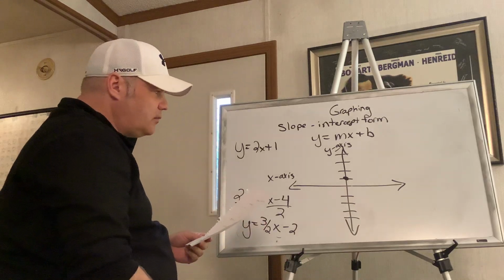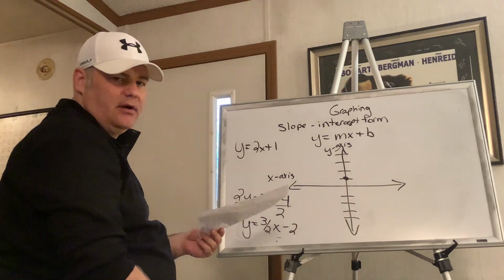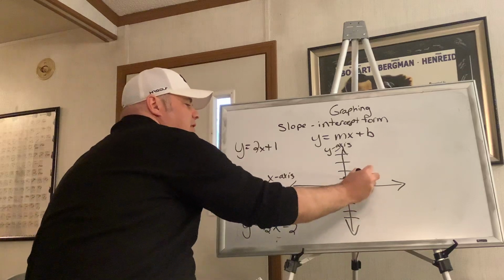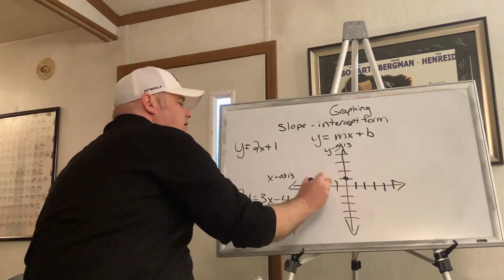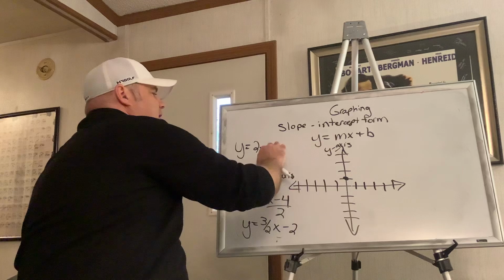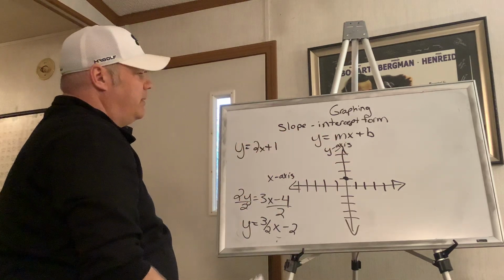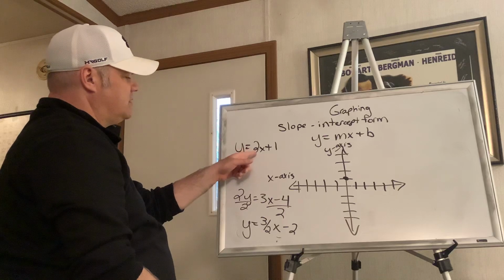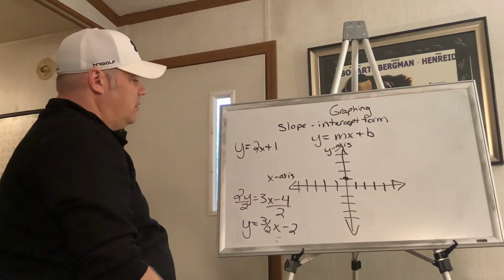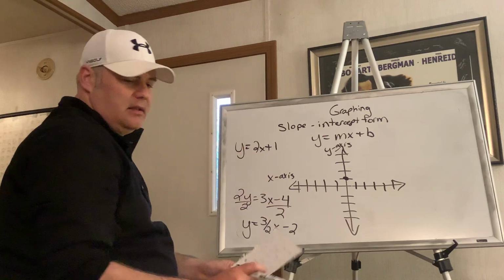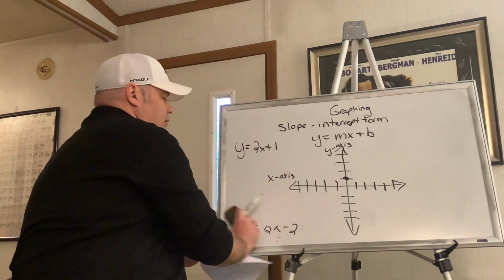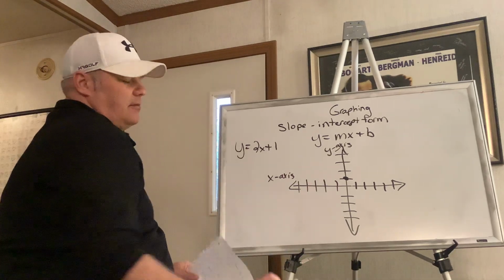Now, the slope is a little trickier. What's nice about the y-intercept is you just have to identify it. You just have to know it's right there, find it, boom, it's good to go. Slope, yes, you identify it. So this one is 2. Actually, let me erase this so we have a little more room and it's not confusing. I'll come back to that one though.